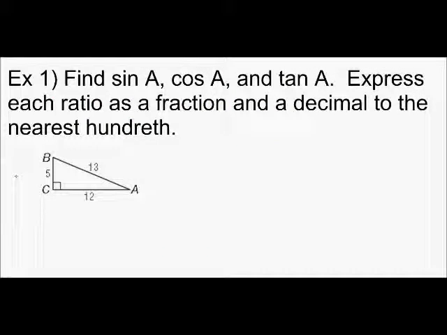Example 1. Find sine A, cosine A, and tan A. Express each ratio as a fraction and a decimal to the nearest hundredth. Hundredth means 2 decimal places. So, 2 decimal places.